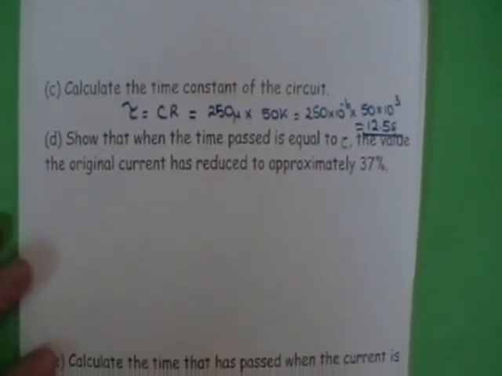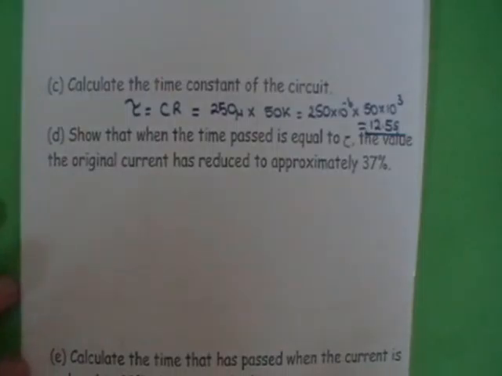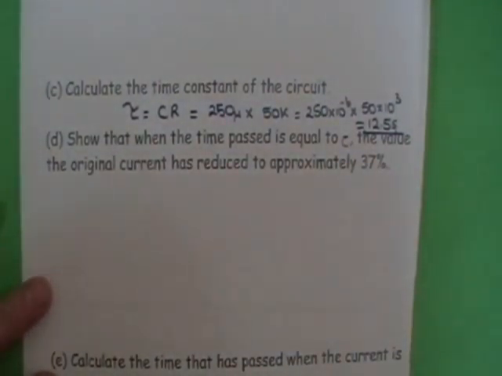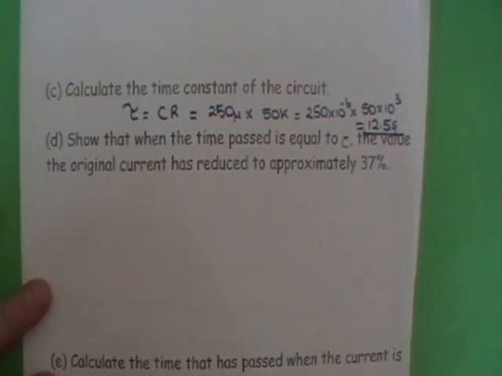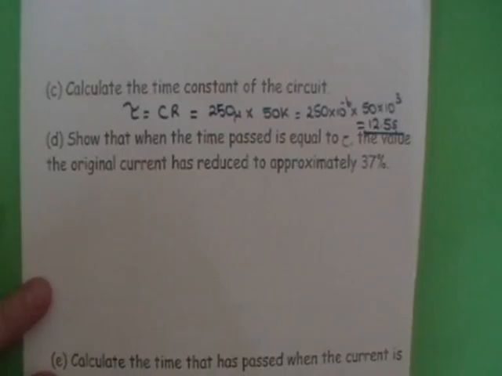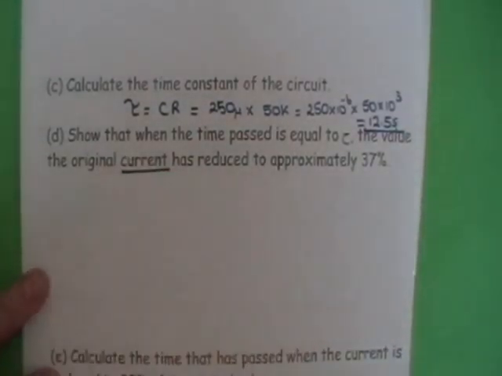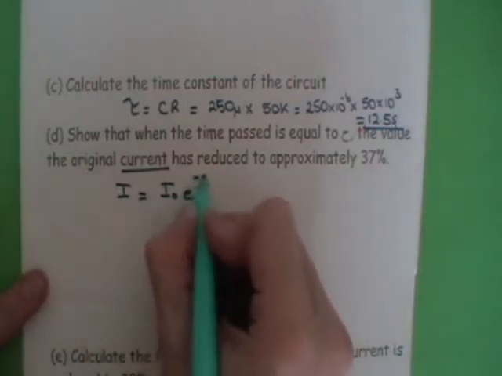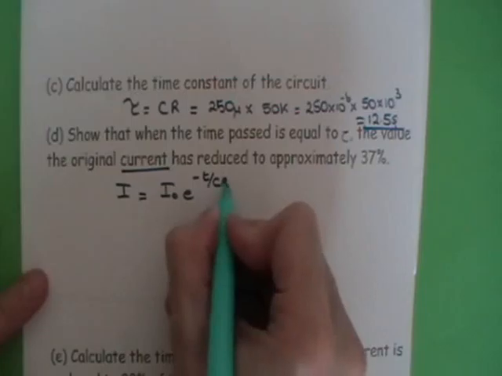Show that when the time passed is equal to tau, the value of the original current has reduced to approximately 37%. Now really this is a derivation of what the current has gone down to, or the charge or the voltage, depending on what the question's asking you. So we're being asked for current here. So write down your initial equation. I is equal to I naught e to the minus t over CR.